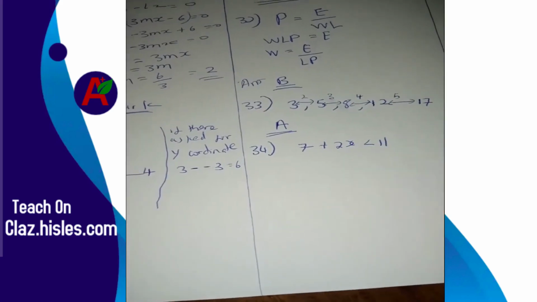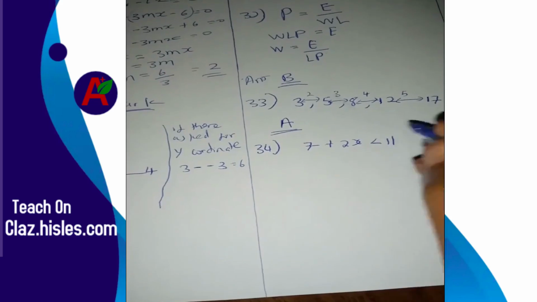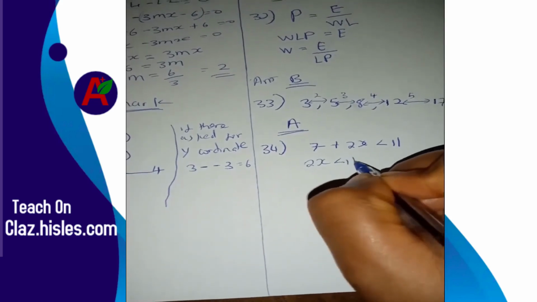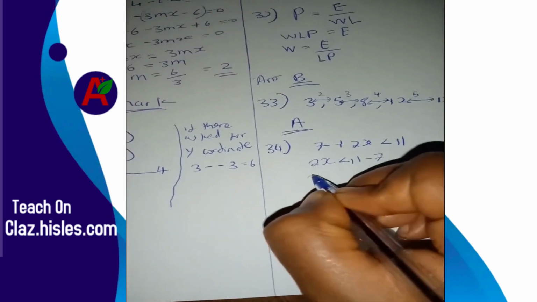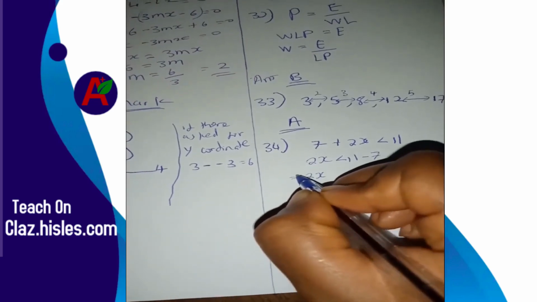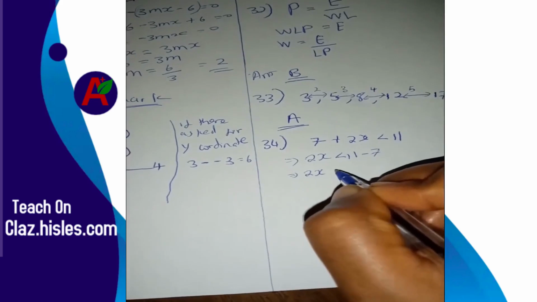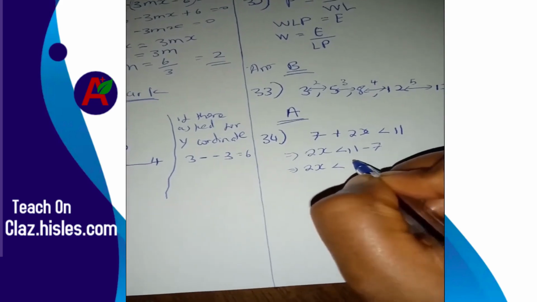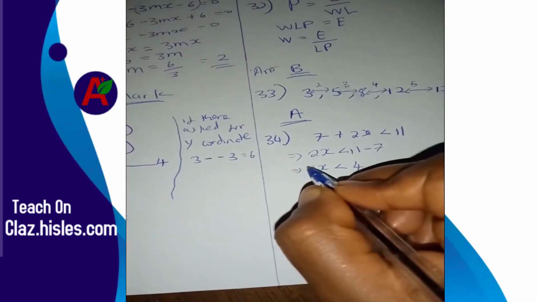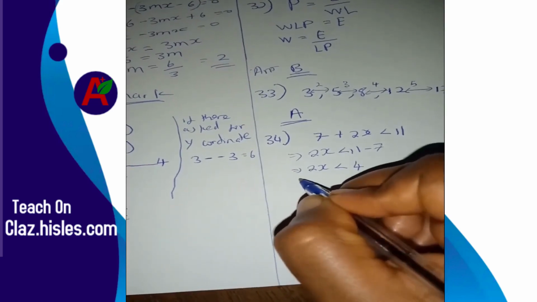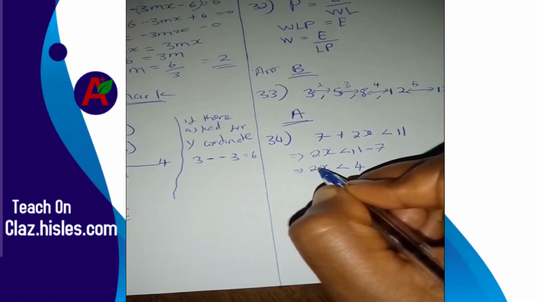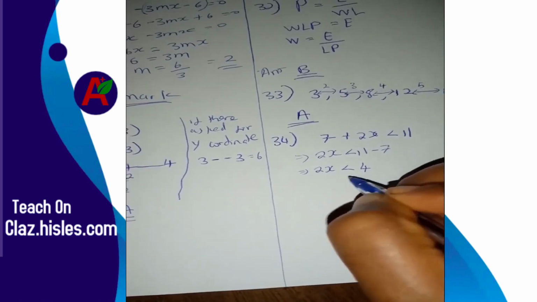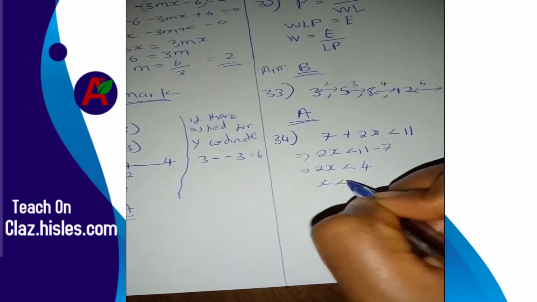Okay, so take 7 to the other side, the sign changes. We'll have 2x is less than 11 minus 7. That is 2x is less than 4. So 2 cancels out on both sides, because 2 has a multiplication sign here. Move it across the inequality, it will have a division sign.